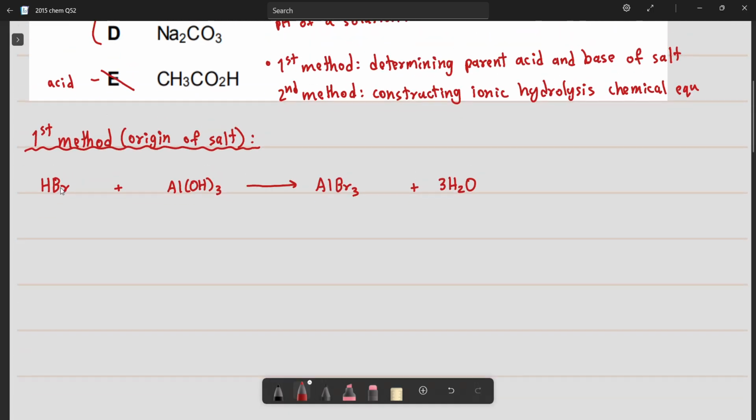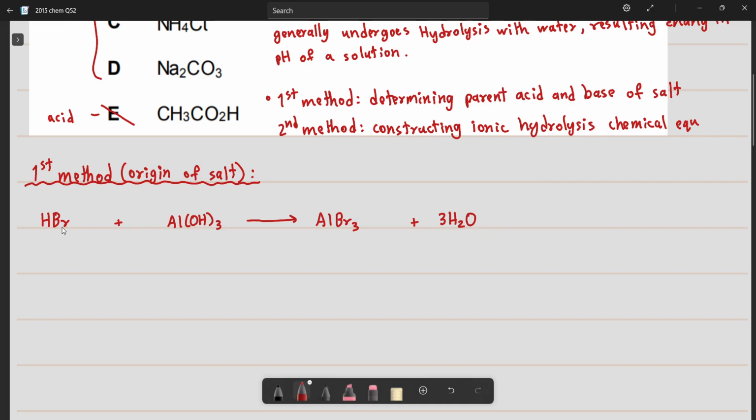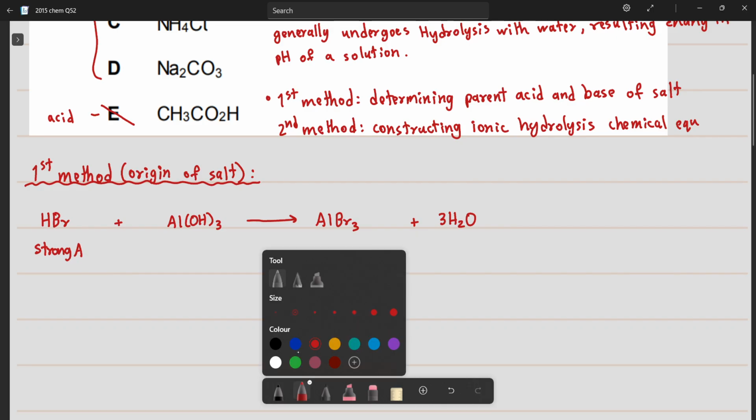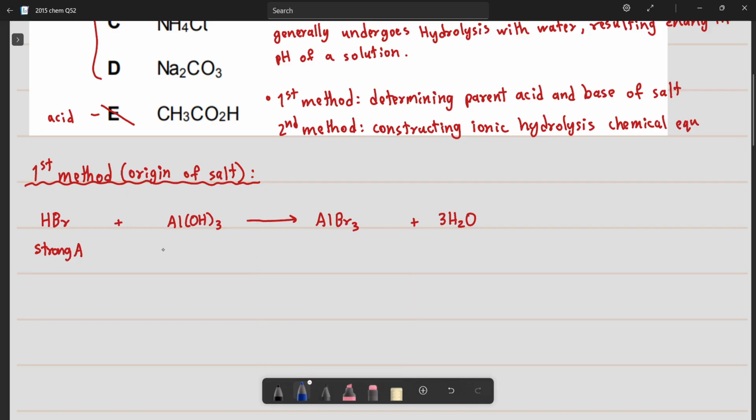We generally know that hydrogen halides are basically strong acids. Bromine belongs to the halogen group, so we know hydrogen halides are generally strong acids. So we can mark this down as a strong acid. I'm writing the short form A for an acid, and aluminium hydroxide is actually a weak base.